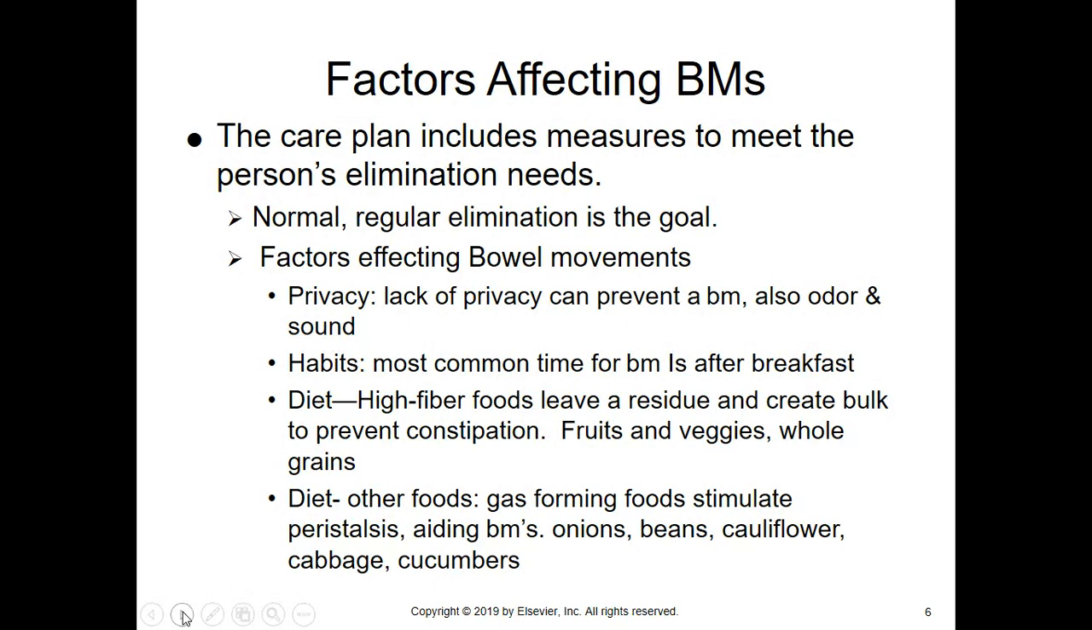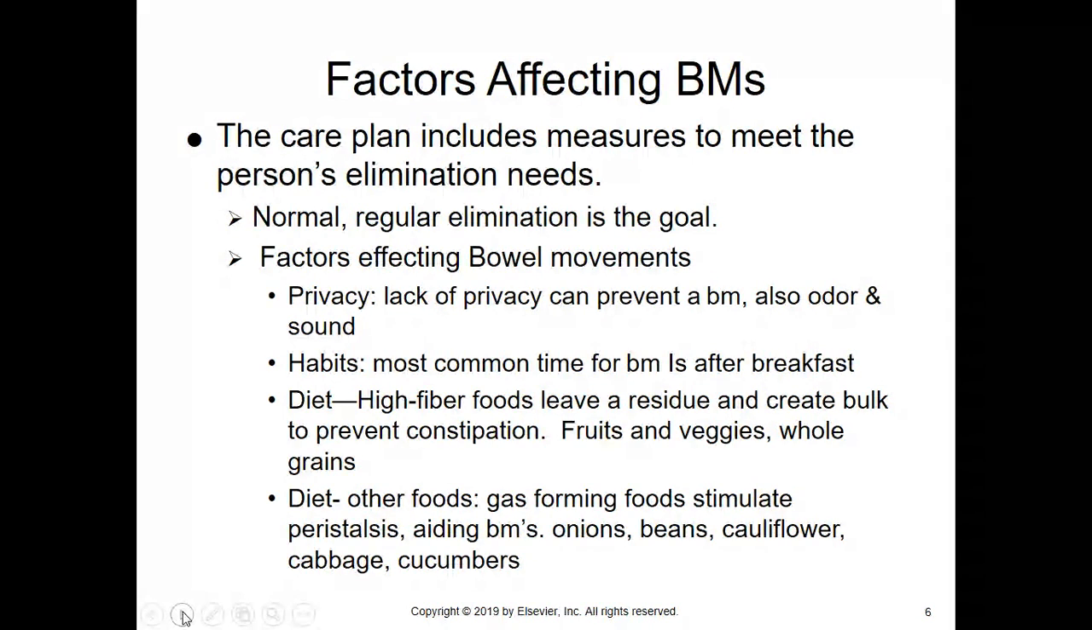And then there's the diet, high fiber foods. Make sure you understand high fiber foods like fruits and vegetables. They have this residue that they leave inside us, and it makes our stool bulk up, and it kind of coats the feces. So the feces moves through the body, moves through the intestine, and becomes a bowel movement. Okay, so fruits and vegetables, whole grains, things that are high in fiber, leave a residue that helps move the bowel movement and prevents constipation. Make sure you know that. Know what kind of foods leave a residue. Fruits and vegetables and whole grains.